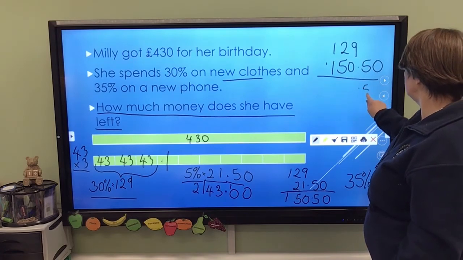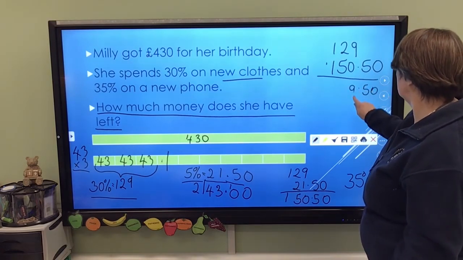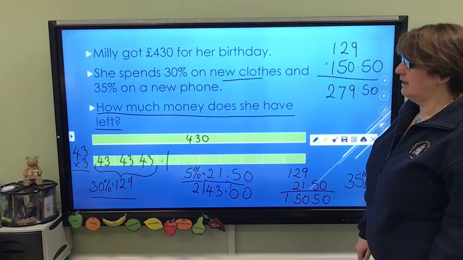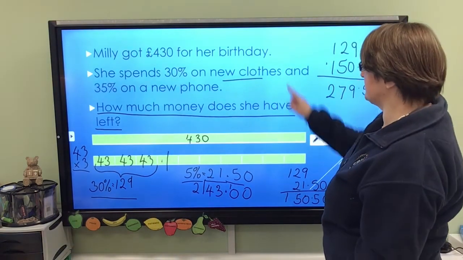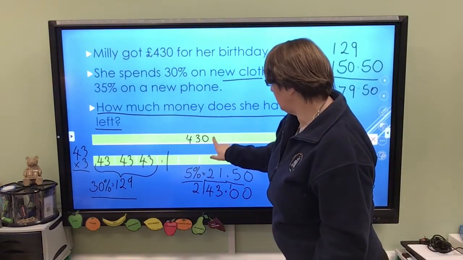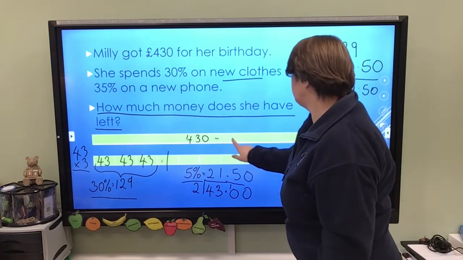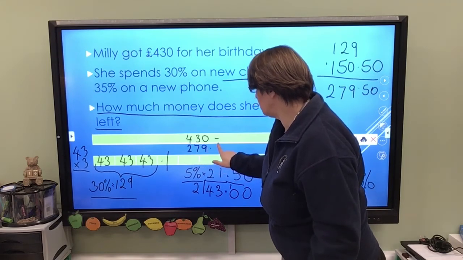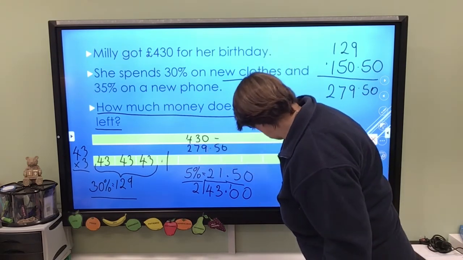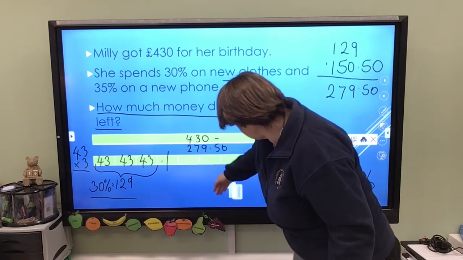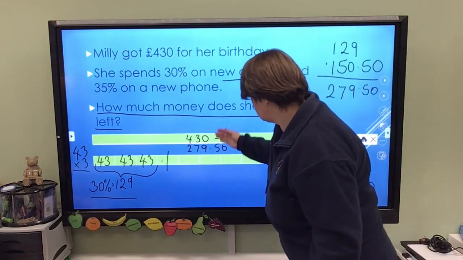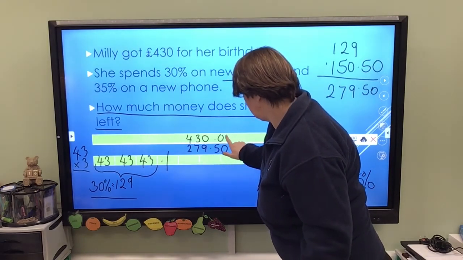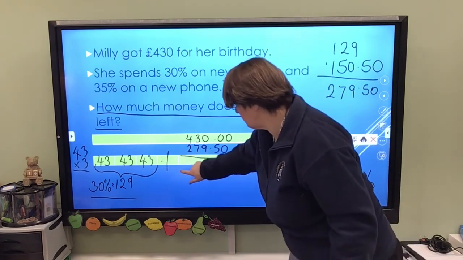So in total, she has spent £279.50. What's she got left? Well, we've got to take it away, haven't we? So we've got to take away from the 430 the £279.50. Rub this out because I'm running out of room. So, nice and neat so I can see. I'm going to take that away.